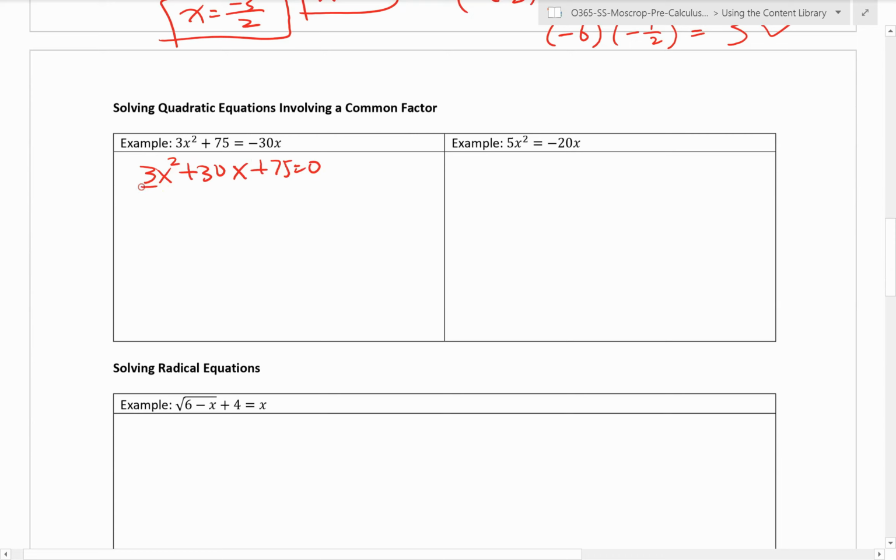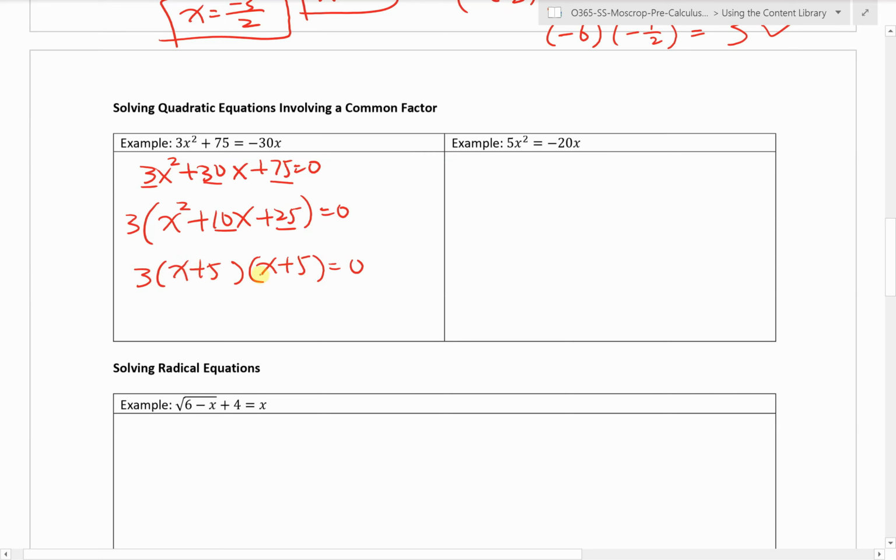Now I see that's a 3, that's 30, that's 75. I can actually factor out a 3. So you end up with x squared plus 10x plus 25 equal to 0. This is a simple trinomial, so I can factor this one quite easily. I need to think about what multiplies to 25, and those two numbers add to 10. They would be positive 5 and positive 5.